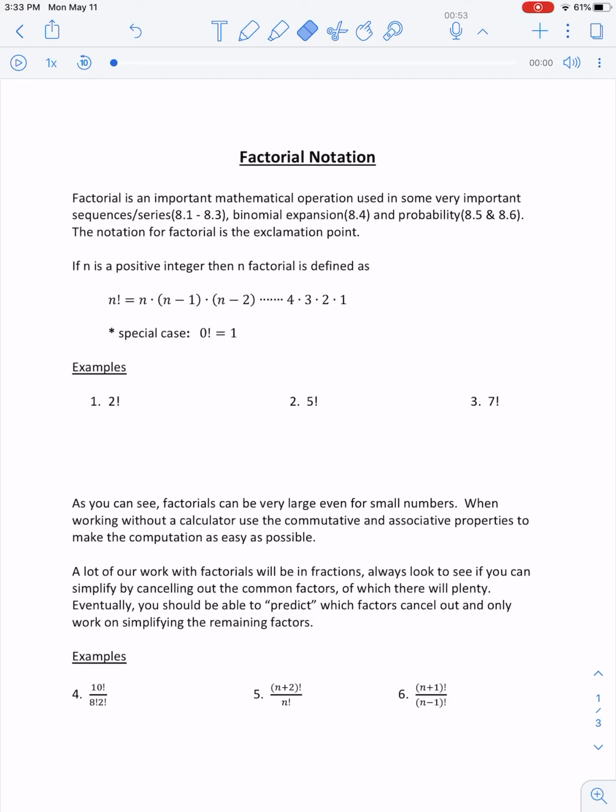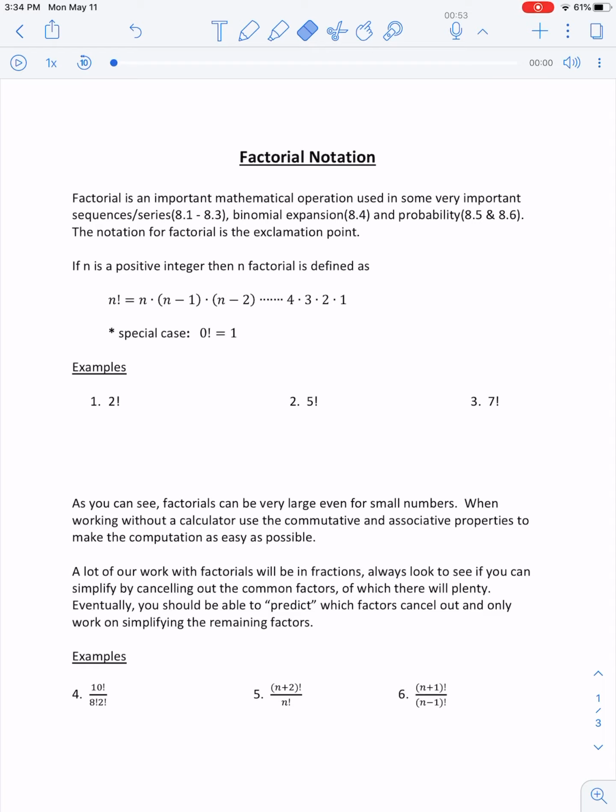Hopefully you did well on the quiz today, sections 8.1 through 8.3 on sequences and series. This is a little lesson that's a setup for our final 3 sections of the year. In order to do it, we have to learn a new mathematical operation called factorial notation. Factorial is probably an operation you've never used before. Very rarely would you use it before you get to the last semester of pre-calculus or maybe algebra 2 trig.